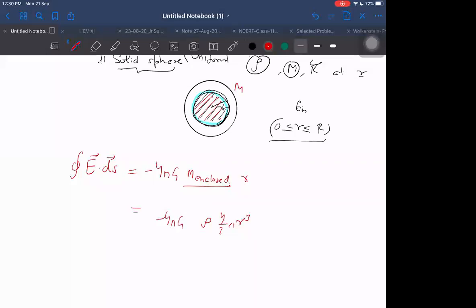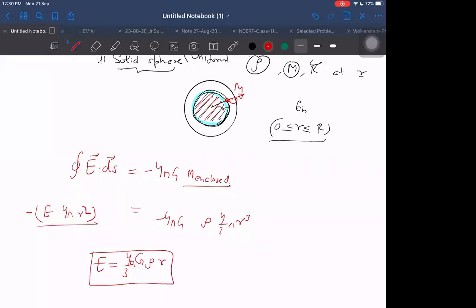That will be equal to E into 4 pi r square, with a minus sign. Why minus? Because we know the field is inwards, but the area vector we take outward as positive. This is convention. By default, we take the area vector to be outward positive, so the angle comes out to be 180 degrees. So this will be negative, but the negatives will cancel. E comes to be positive: G rho into small r into 4 by 3 pi, so E is 4 by 3 pi G rho r. That is it.